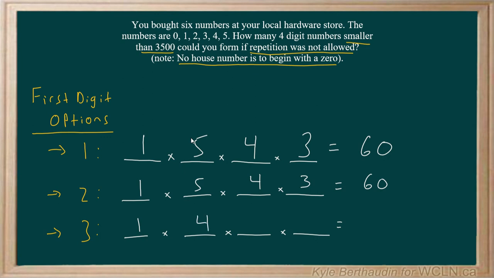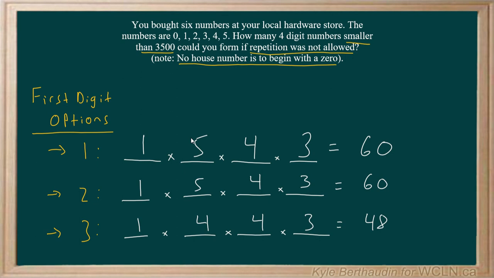For our third digit, there are no restrictions here, so we can use any number that hasn't already been chosen. We've picked 2 numbers of the 6, which means we have 4 options left. And for our final digit, we can again choose any number that hasn't already been chosen. That leaves us with 3 options. Multiplying these through, we find that there are 48 options if our first digit is a 3.